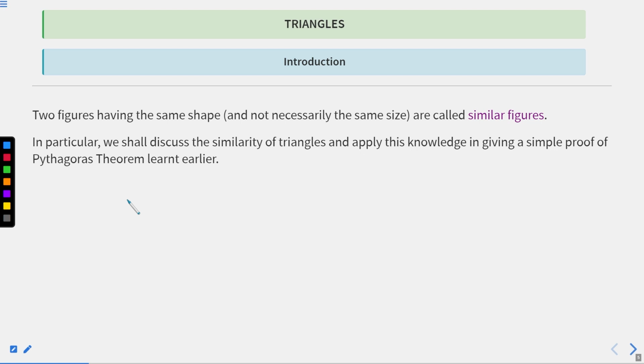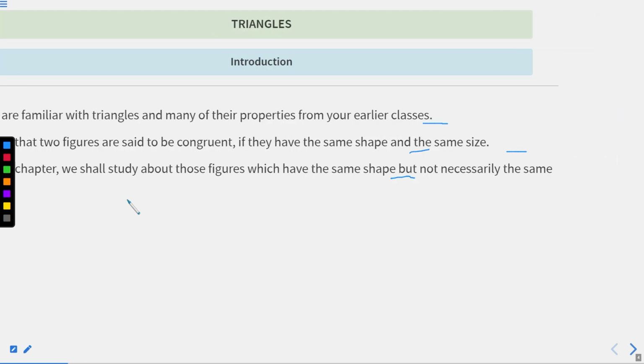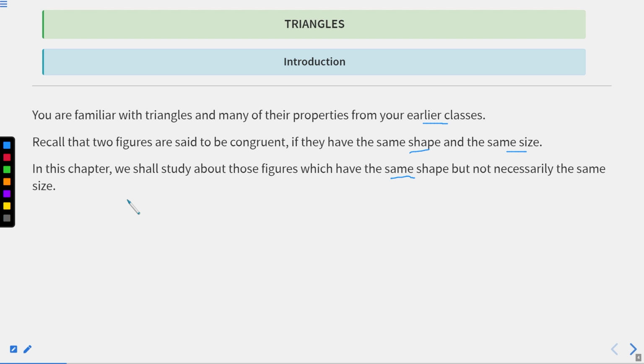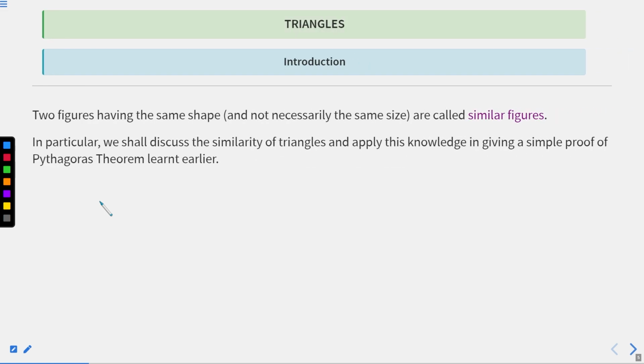Congruent means two figures are said to be congruent if they have the same shape and the same size. But if two figures have the same shape but not necessarily the same size, then those figures are called similar figures. Keep these two terms in mind: similar figures and congruent figures.